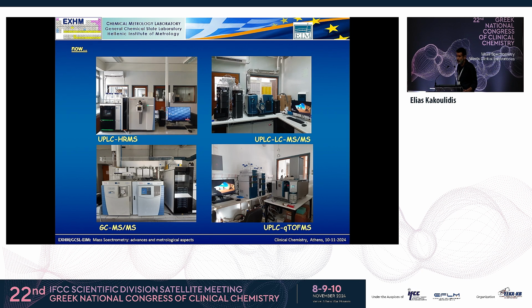Typically now the State Chemical Laboratory is equipped with a high-resolution UPLC MS system, a UPLC QTOF MS system, triple quads, both in LC and GC, and hopefully next year it is going to have a second high-resolution Orbitrap system, and 2D GC high-resolution MS.